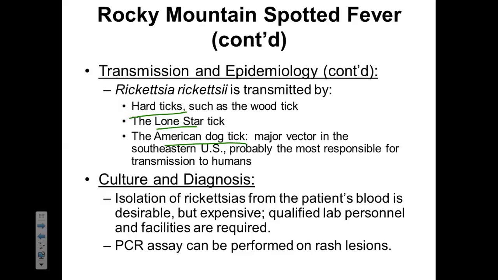To culture and diagnose this pathogen, we first need to isolate rickettsias from the patient's blood samples. This is desirable to do, but it's very expensive and requires qualified lab personnel and some specialized facilities. It's also possible to collect a sample from a rash lesion and use a PCR followed by electrophoresis to analyze the DNA fragments to confirm the presence of the bacterium Rickettsia rickettsii. This particular method is quicker and cheaper.